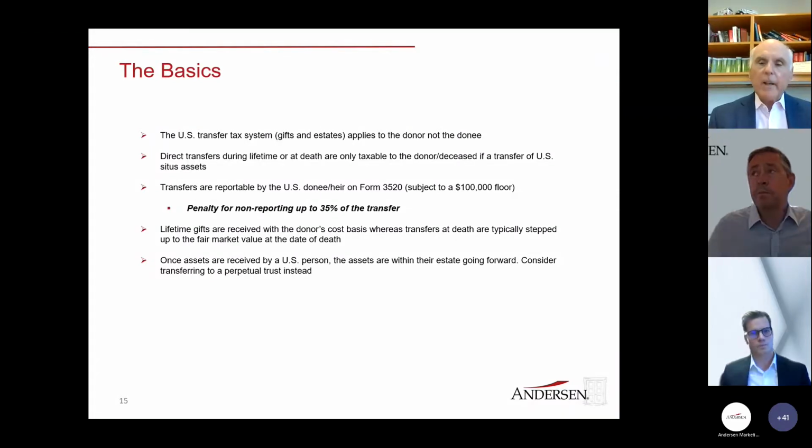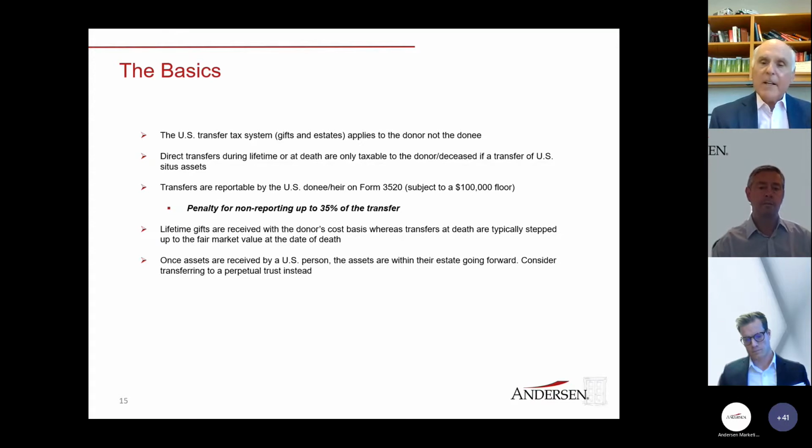And first of all, a rule that we get asked all the time is if somebody is either a U.S. citizen or U.S. resident, they can receive a gift or an inheritance or a generation skipping transfer without any U.S. income tax or estate or gift tax, because the U.S. transfer tax system, gifts and estates, applies to the donor. So if the donor is a foreign person, there's no tax to the donee. So all the focus is on the donor.